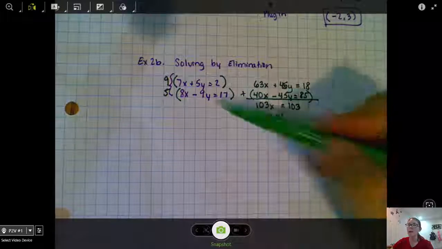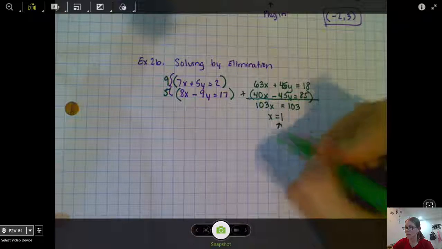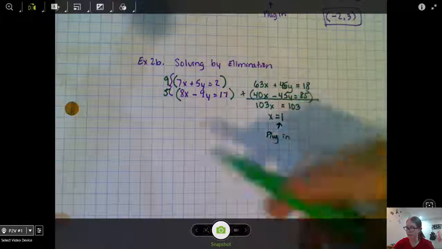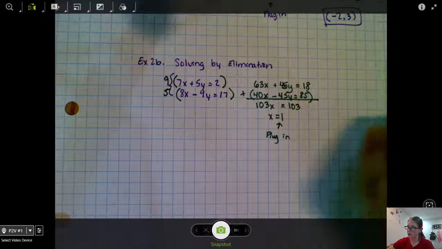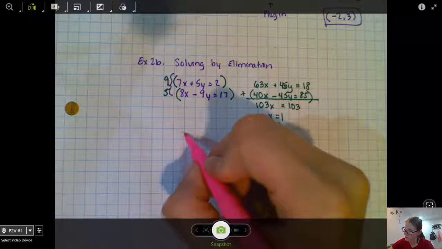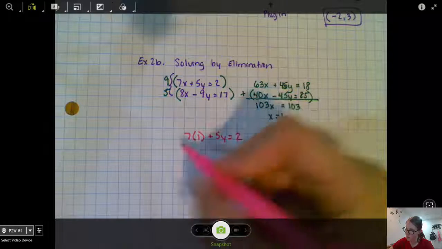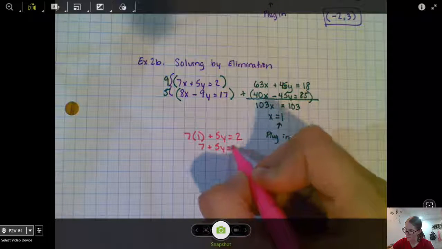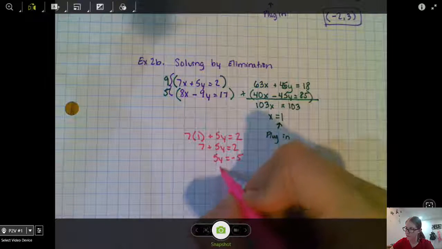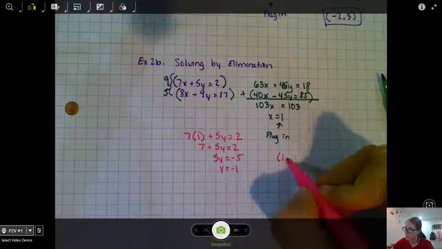Once again, we'll take this number, plug it into one of my two equations. Doesn't really matter which one. I like that top equation better because I have 7x and 5y, positive 5y. So we'll do that. I know x is 1, so 7 plus 5y equals 2. Subtract 7 from both sides. 5y equals negative 5, which means y equals negative 1. So my overall solution, 1, negative 1.